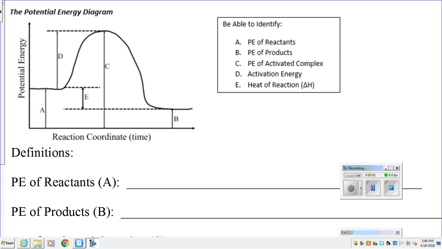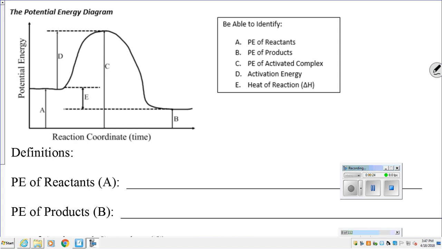Hello and welcome to Reading Potential Energy Diagrams. The potential energy diagram shows the amount of energy at different points during a reaction. There are several places on this reaction diagram that you need to be able to identify and do a little bit of interpretation of. Our potential energy of our reactants is indicated by A on the graph.